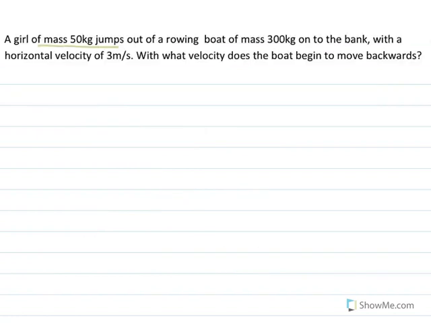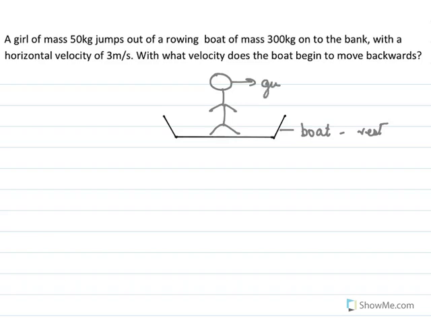A girl of mass 10 kgs jumps out of a rowing boat of mass 300 kgs onto the bank with a horizontal velocity of 3 meter per second. With what velocity does the boat begin to move backwards? So here is a boat which is at rest, and then this girl is also at rest. This is before the girl begins to move out of the boat. So both are at rest.